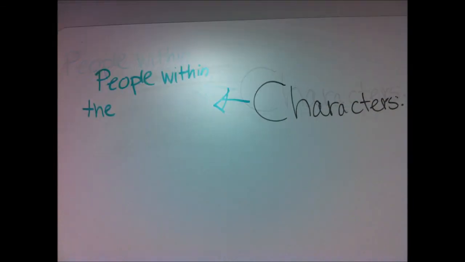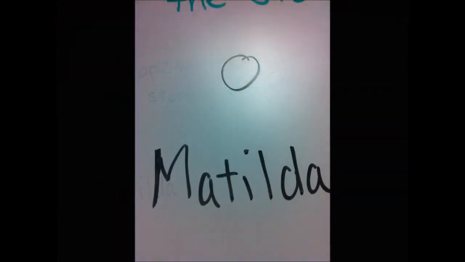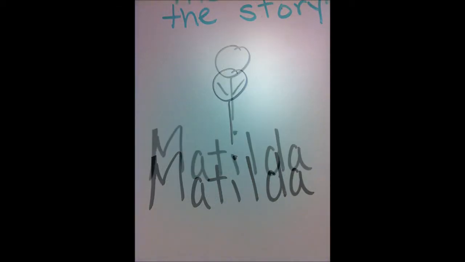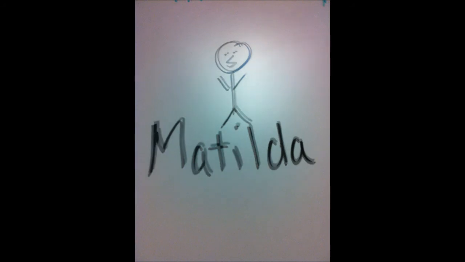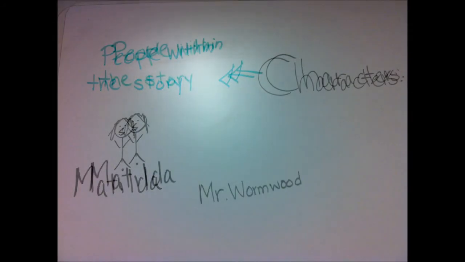Now class, can you name one character in the book so far? Yes, I think the main character would be a girl named Matilda. Now what can you tell me about Matilda? Yeah, she's about 4 years old, and she's really small. Let's think of another character.